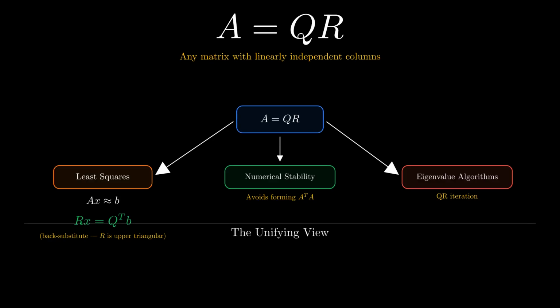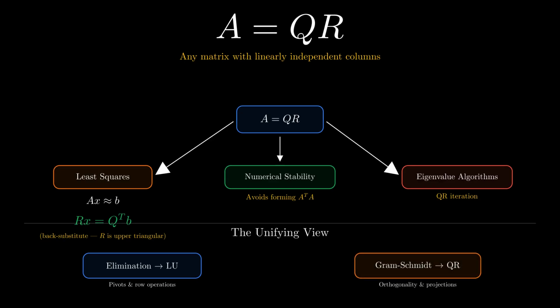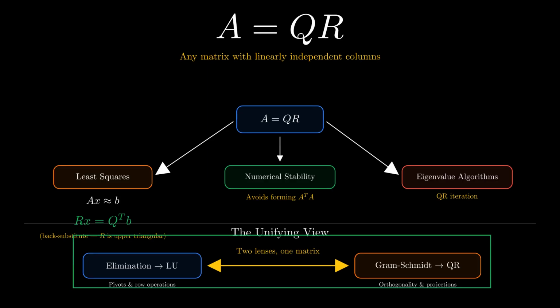Now here's the unifying view. Elimination sees a matrix through pivots and row operations, producing LU. Gram-Schmidt sees the same matrix through orthogonality and projections, producing QR. Both extract hidden structure from the same matrix. Both turn hard problems into easy ones. Two lenses, one matrix. That's the power of factorization.